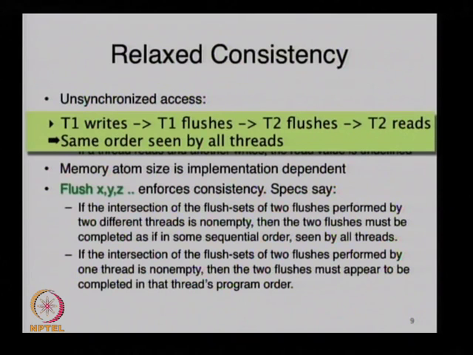Now we are talking about T2. T2 is also going to flush this variable. And as long as that flush is ordered after this flush, any read after that flush from T2 will be able to read this variable. Okay. So if you want data from here to reach there, you're going to have to guarantee this.